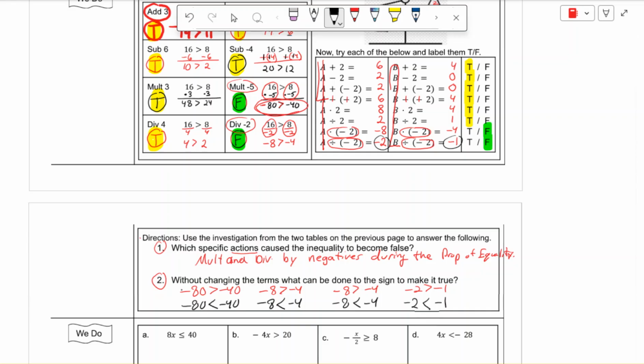So did we answer the question? Without changing the terms, we didn't change the terms, they are in the same locations. What can be done to the sign to make it true? Well, we're going to simply say reverse it.